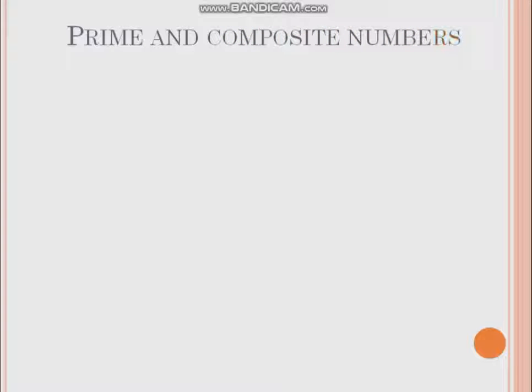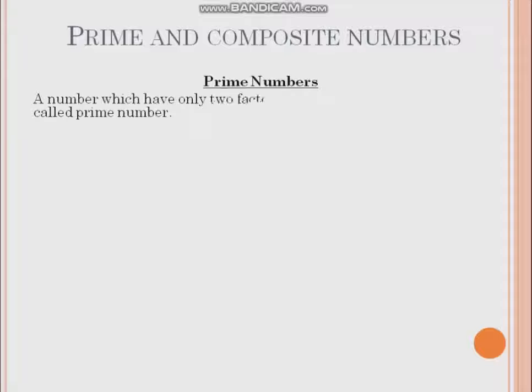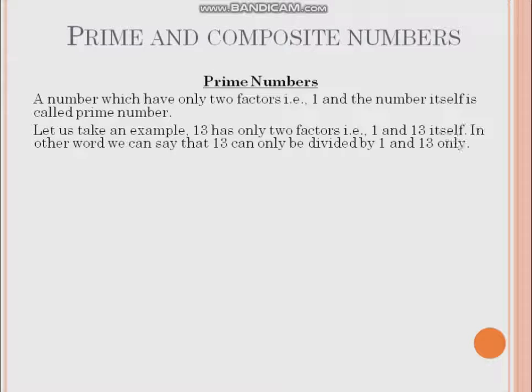So moving on to the next topic, that is prime and composite numbers. So what is a prime number? A number which has only two factors, that is 1 and the number itself, is called a prime number. It will be clearer to you if I give you an example. So let us take 13. 13 has two factors, that is 1 and 13 itself.